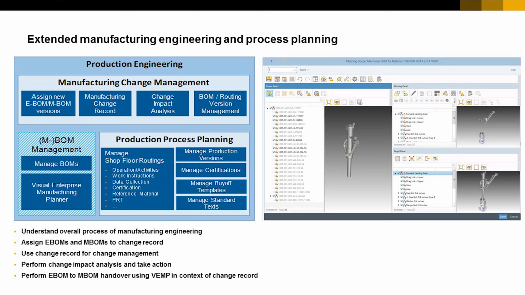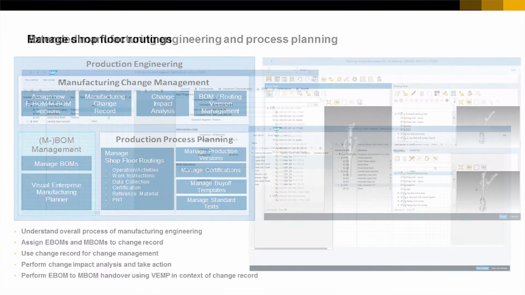Analyze change impact will help you gain visibility into the objects that may be impacted by the change and help you to take the actions. Manage production versions will help you create and update production versions as a single source of supply for in-house production. Let's take a look at the second one.